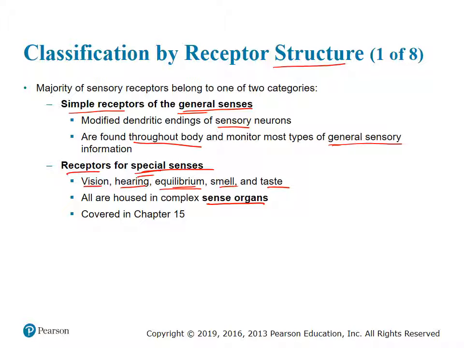And then we have special sense organs for those special senses, one of which we're going to dissect this afternoon, the eye. So we'll see a special sense there. But nonetheless, those are your special senses, right?